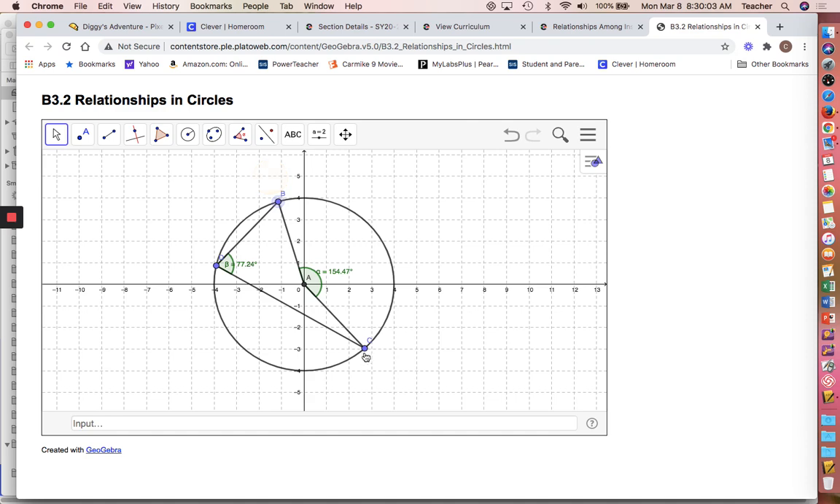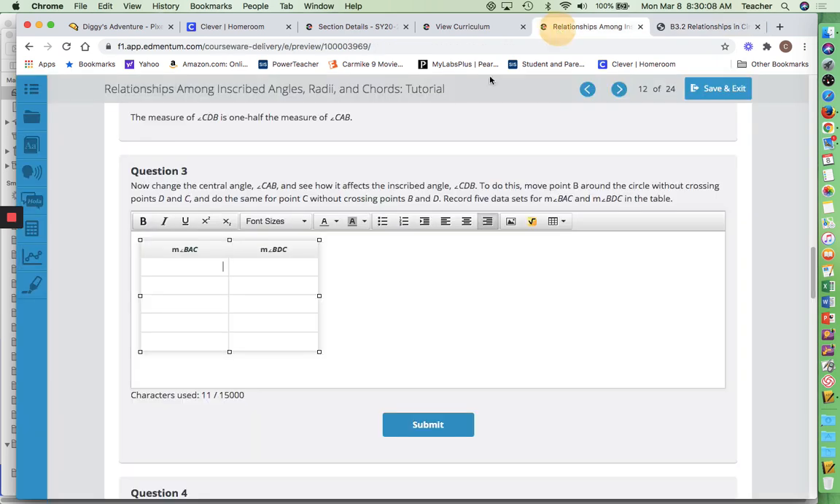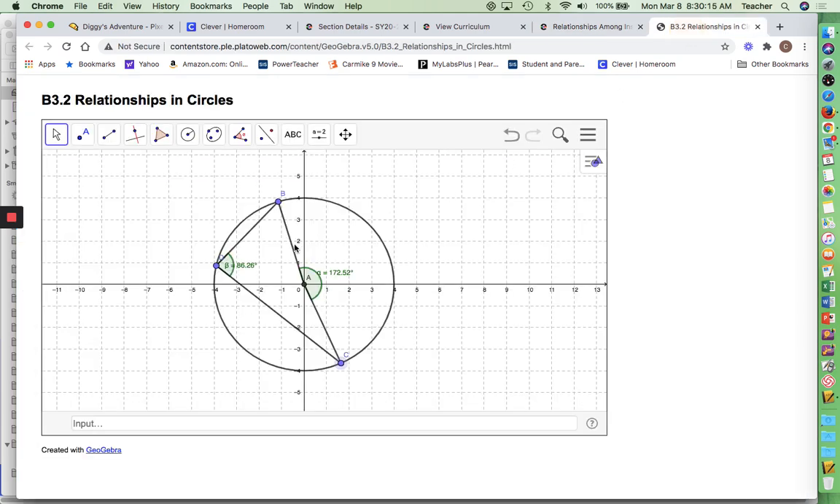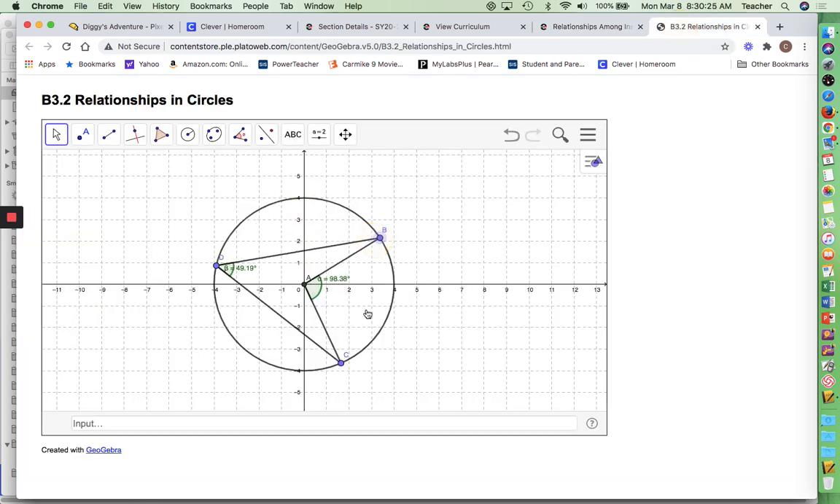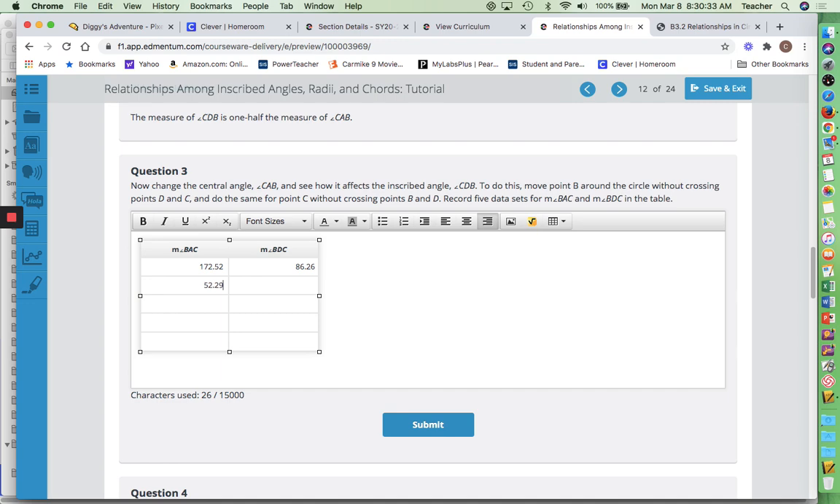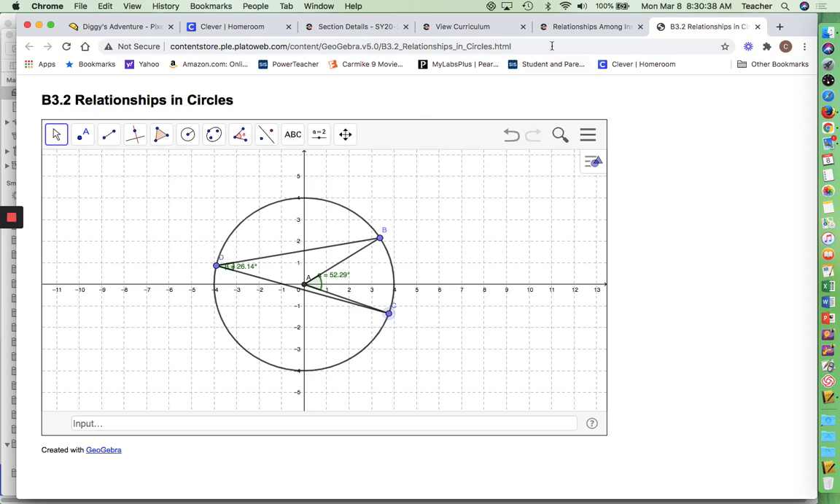Let me move it over here. Let me move it right there. All right, so let's see. I got 172.52. So if I divide that by 2, I get 86.26. All right, let me do something else. Let me make it really small. All right, so I got 52.29. If I divide that by 2, I get 26.14.